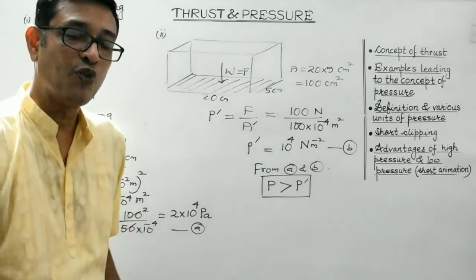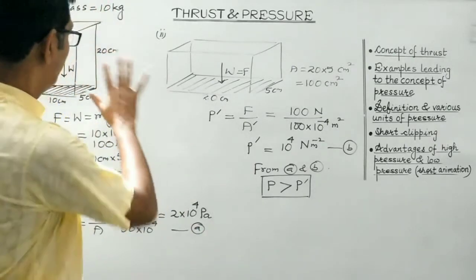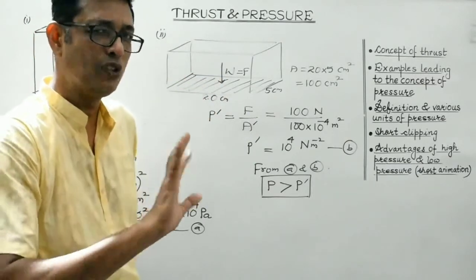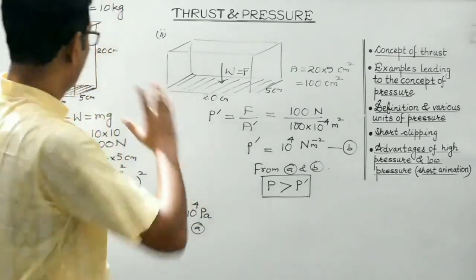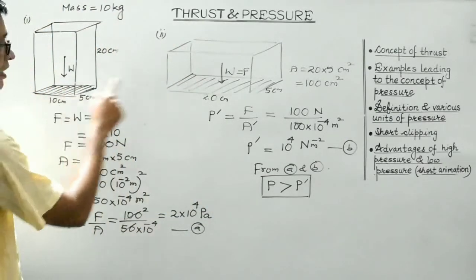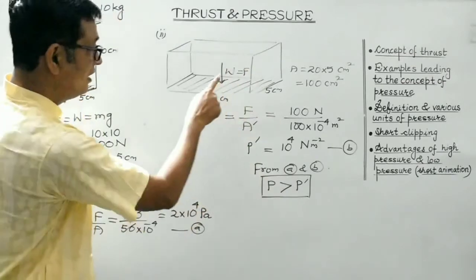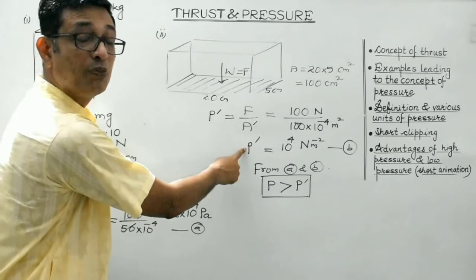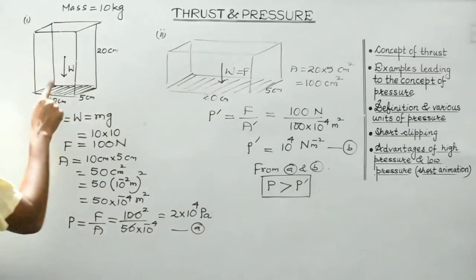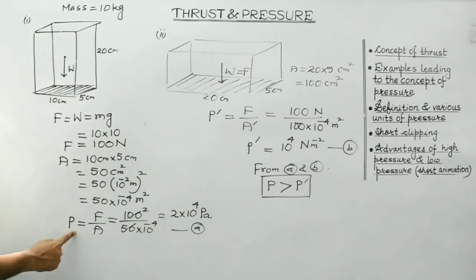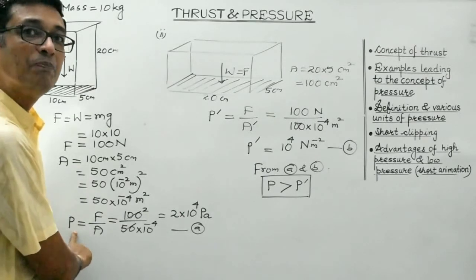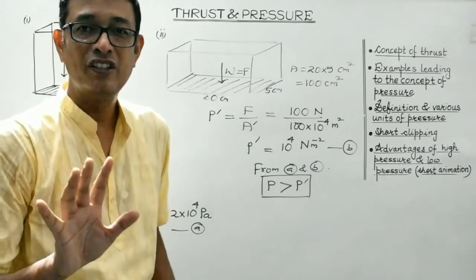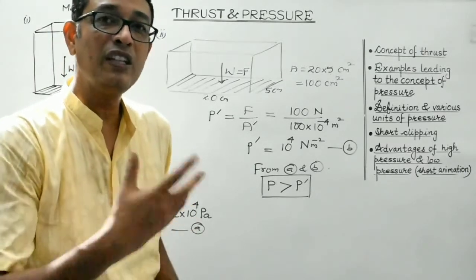So what we have mathematically verified is that in both the cases, the force, which is equivalent to the weight of the body, is the same. But due to the different orientation, the area of contact would be different. The greater the area of contact, the smaller will be the impact of force, the smaller will be the pressure. The smaller the area of contact, the more will be the impact of force, the more will be the pressure exerted by the body on the surface. So pressure is inversely proportional to the area.